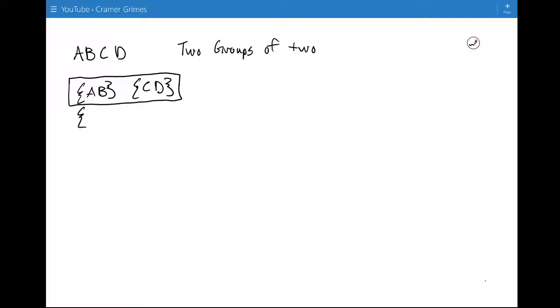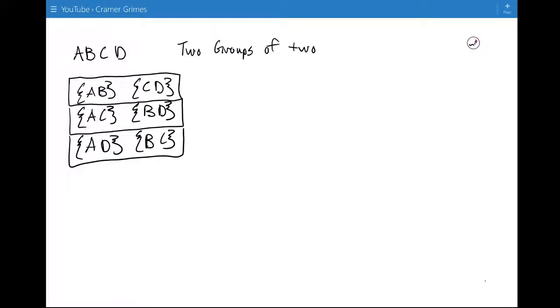Another one that I could do, I could partition off A, C, and then I would be left with B, D. Again, I don't care whether my partition of AC goes first or second. And then the last one that I could do would be A, D, and then I would be left with B, C. Okay? And those are my three partitions, two groups of two for four objects, in our example A, B, C, D.